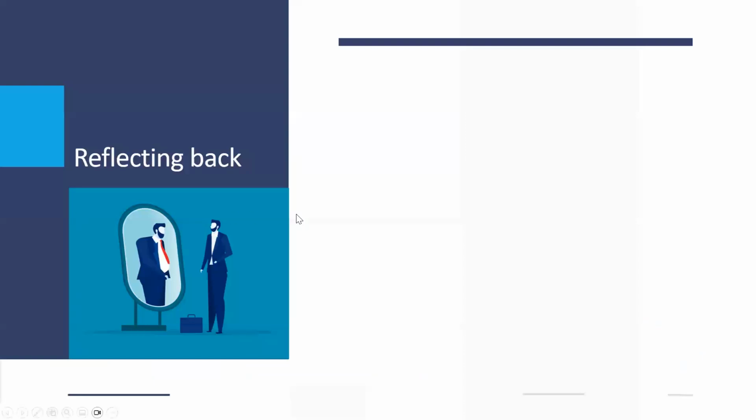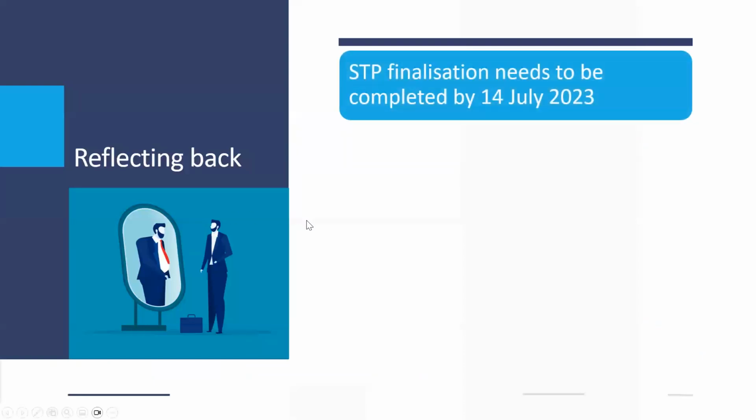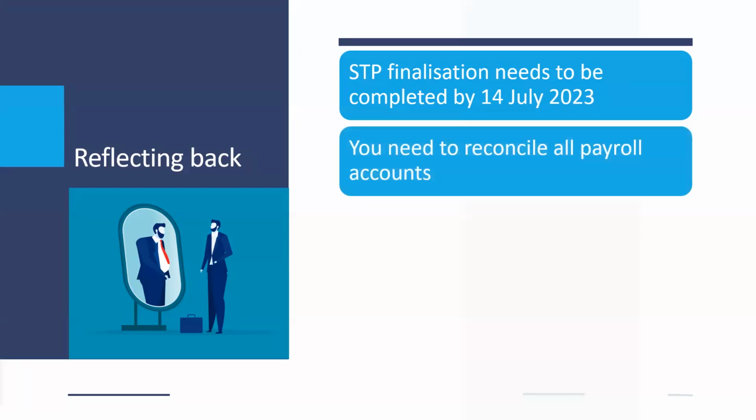Okay, so reflecting back on today's session, your STP finalisation in Xero must be completed by the 14th of July 2023. We do encourage you to complete this as early as possible. You will need to have your Xero file reconciled up until the end of financial year to ensure that any wages and super payments are allocated accordingly. You will not have accurate reports to use if your bank reconciliation has not been completed and brought up to date.